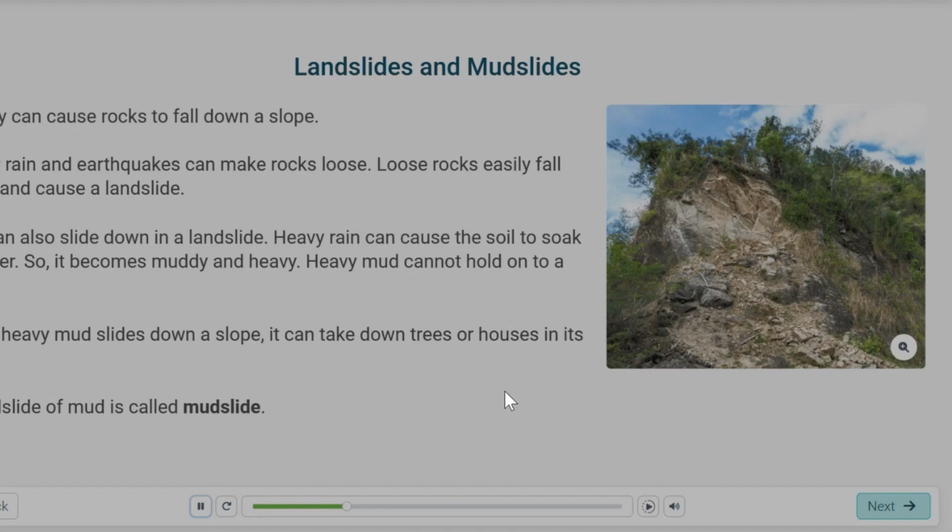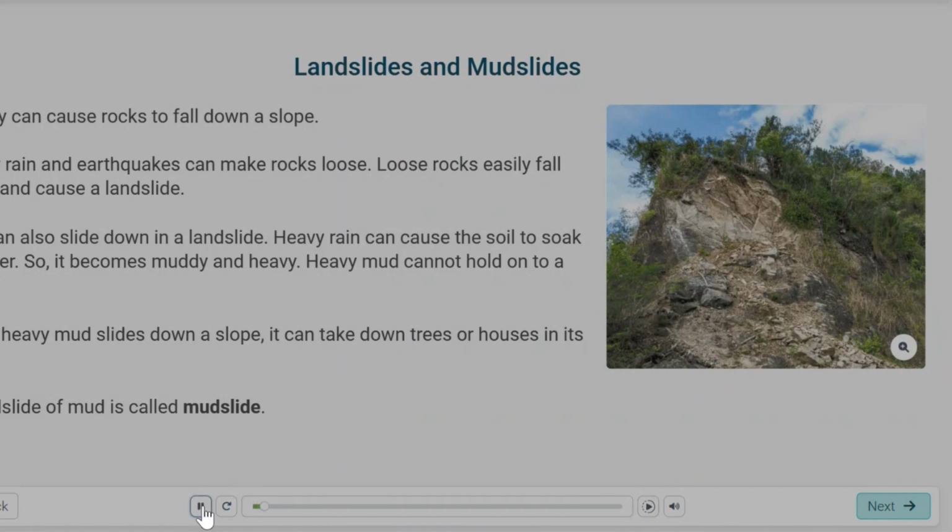Loose rocks easily fall down and cause a landslide. Soil can also slide down in a landslide. Heavy rain can cause the soil to soak in water, so it becomes muddy and heavy. Heavy mud cannot hold on to a slope. When heavy mud slides down a slope, it can take down trees or houses in its way. A landslide of mud is called a mudslide.